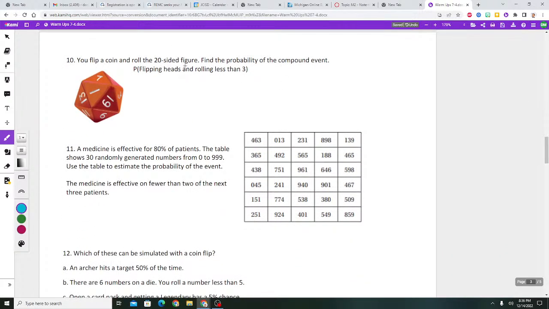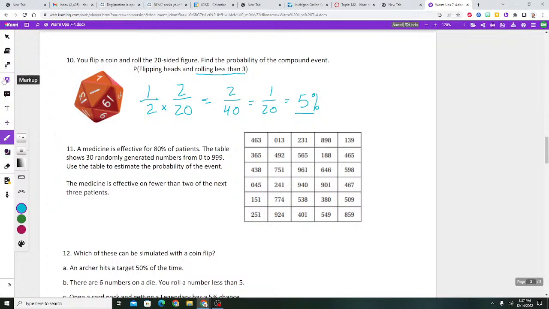If you flip a coin and roll the 20-sided die, well, our sample space for flipping a coin and rolling a 20-sided die is going to be 2 for the flipping of the coin times 20 for the rolling of the die. And for the probability, the event is 1 heads, and then rolling less than 3. Well, there's only 2 numbers less than 3, so that's 2 out of 20. So we go 2 over 40, which is 1/20th, which is 5%.